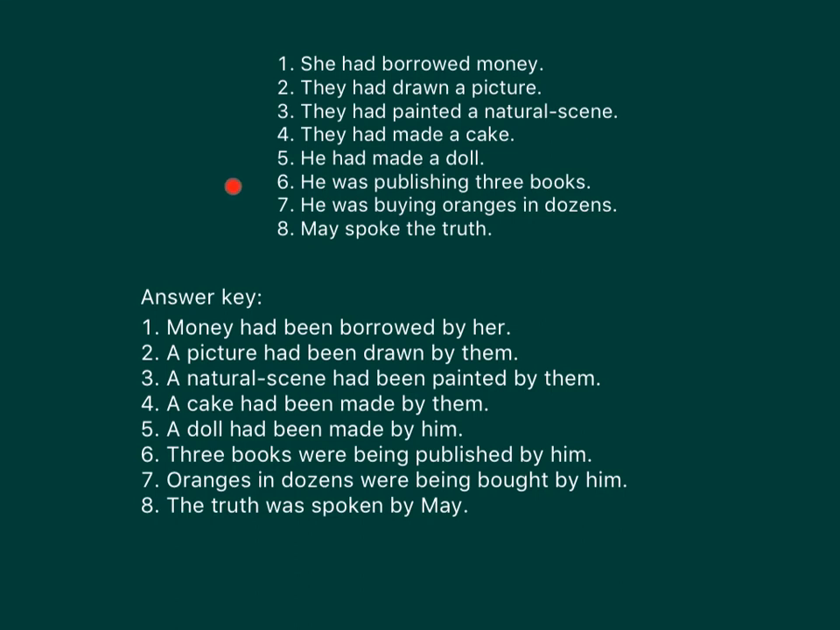Number 6, he was publishing 3 books. Passive voice, 3 books were being published by him. Number 7, he was buying oranges in dozens. Passive voice, oranges in dozens were being bought by him. Number 8, May spoke the truth. Passive voice, the truth was spoken by May.